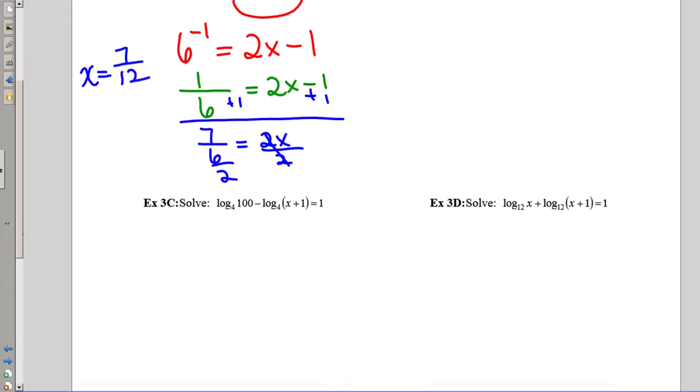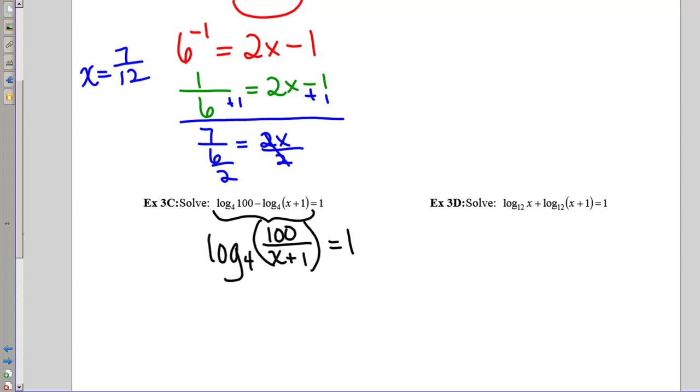Let's take a quick look at 3C. So this one, in order to solve it, you first have to condense, okay? So you're going to have to take that expanded logarithm and condense it down, and then go to exponential form. So we have log base 4 of, subtraction means division, 100 divided by x plus 1 equals 1. And then from here, you'll want to convert to your exponential form.